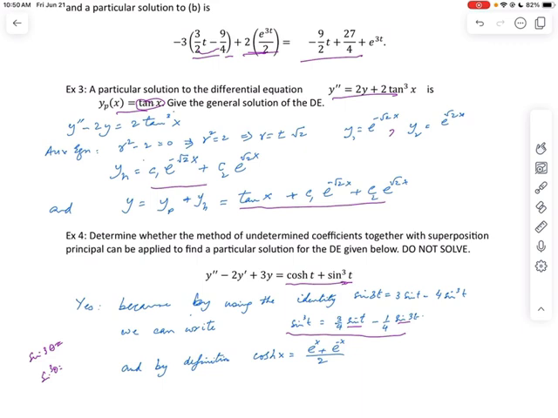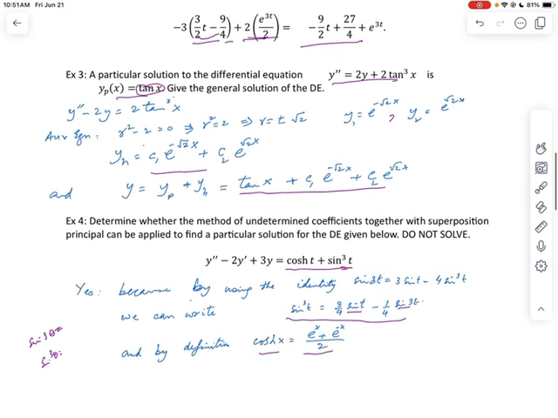Now cosine hyperbolic has this definition that it is equal to e to the x plus e to the negative x over 2, which gives us some functions from which we can easily write our particular solution. So it means we can convert the right hand side into functions whose particular solution we can easily check or find, and so yes, this will be doable.